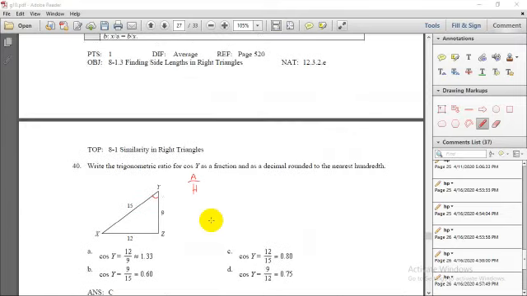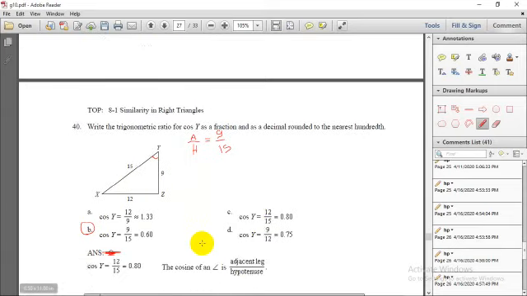So here, he wants what? The ratio of cosine y. Cosine is what? Adjacent over hypotenuse. What's adjacent here? It's the 9. 9 over what's hypotenuse? Hypotenuse is 15. So where here 9 over 15? It's B. So the answer here is not right. Okay, so it's B.